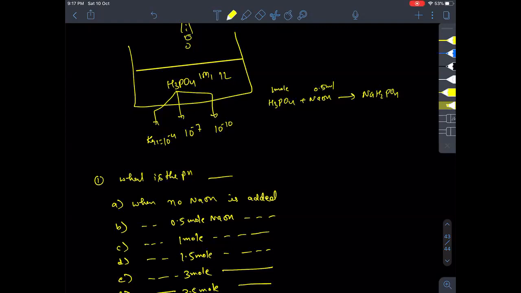And along with water. So how much will be left? 0.5 mole, and it will be 0. And how much will form? 0.5. So now you have got in the solution H3PO4 and H2PO4 minus, 0.5 and 0.5.